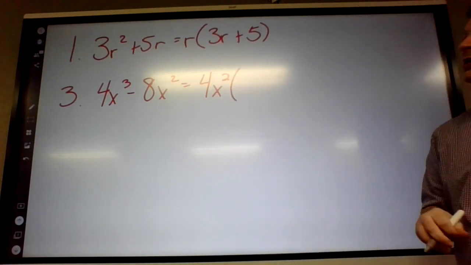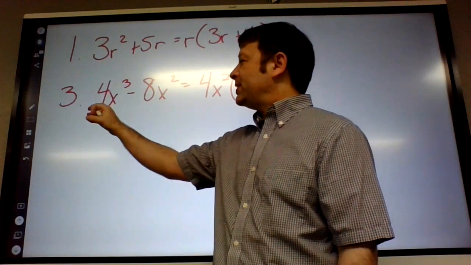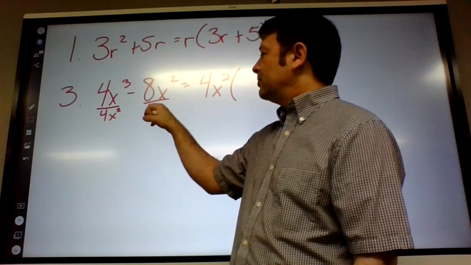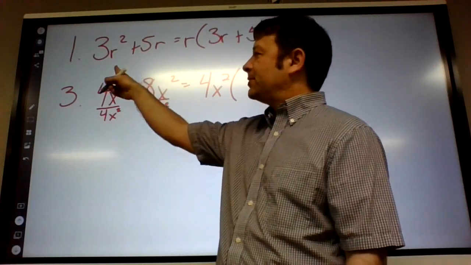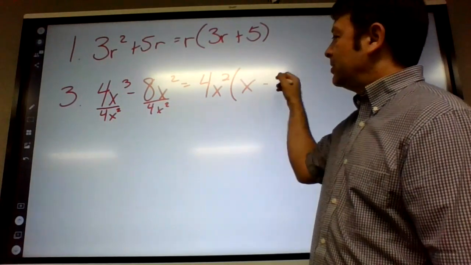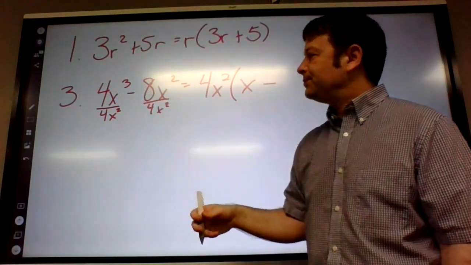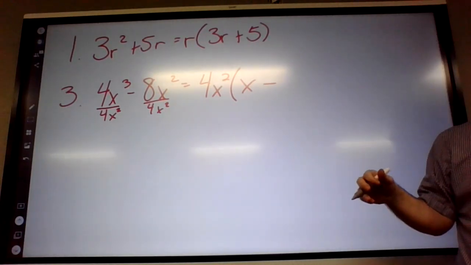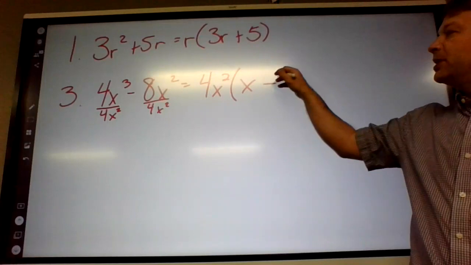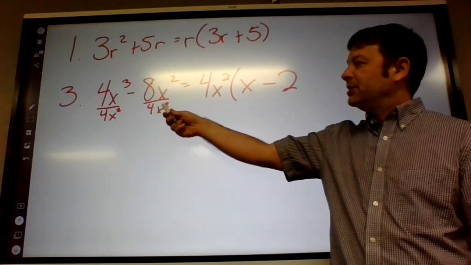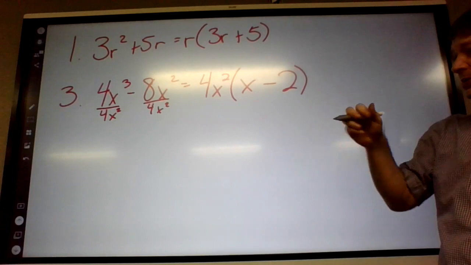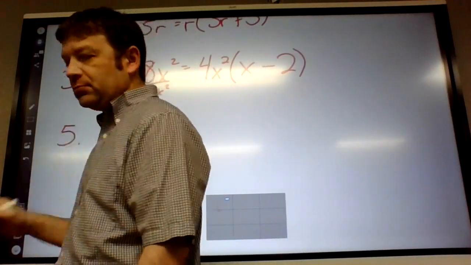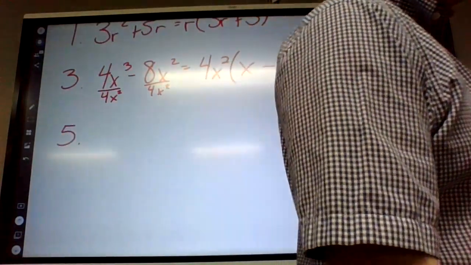All right, and then what's going to be left if we divide these, if we take out a 4x squared? If we divide these by 4x squared, what will be left on this first term? X, right? Then a minus, then what will be left on this term? 8 divided by 4, 2. And then x squared divided by x squared, that'll just go away. That's it. So anyway, 1 through 4 is take stuff out.